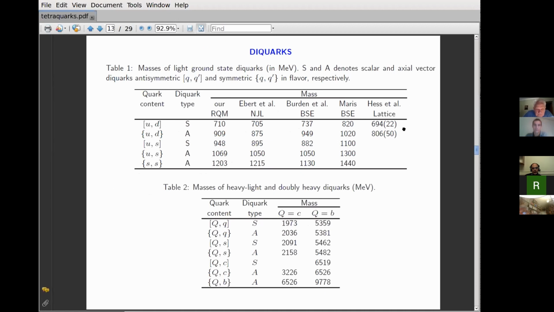For example, in this table we give rather old, quenched lattice calculations of the diquark masses. Of course, a diquark cannot be considered as a real system because it has a color. It's unobservable, of course, but you can speak about diquark correlations. Yes, right. Clear. Thank you very much.